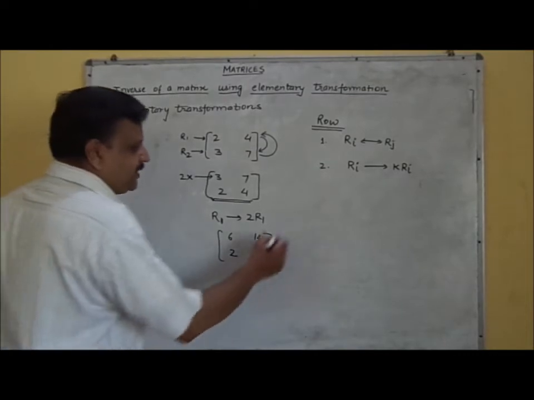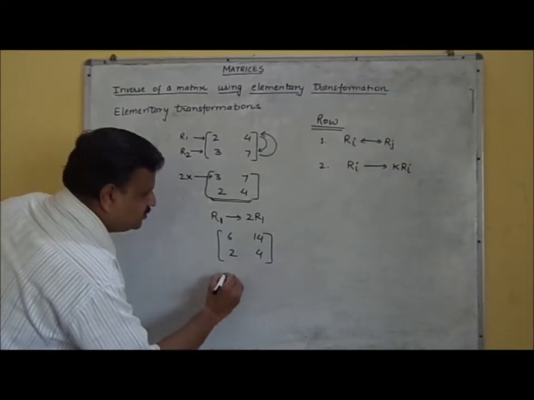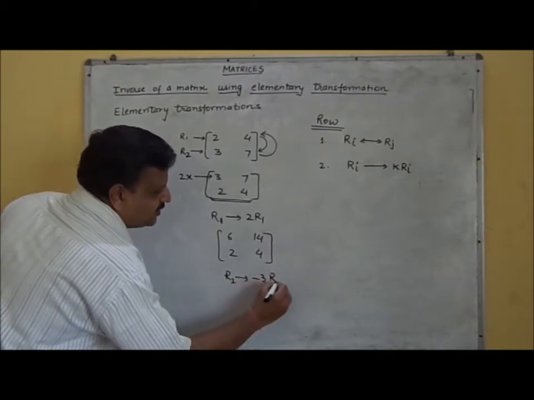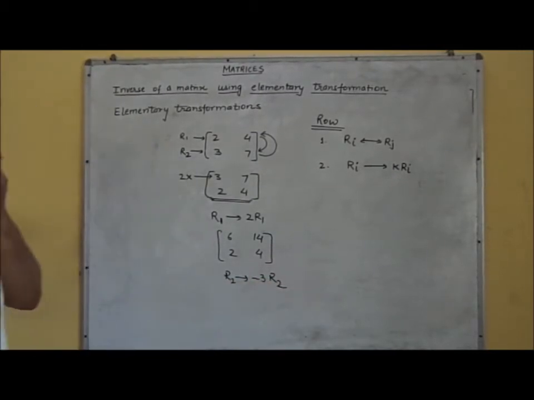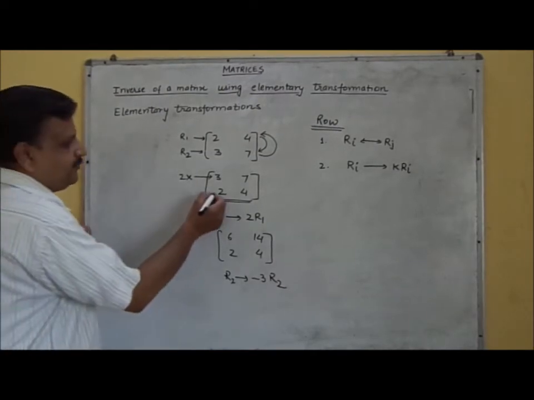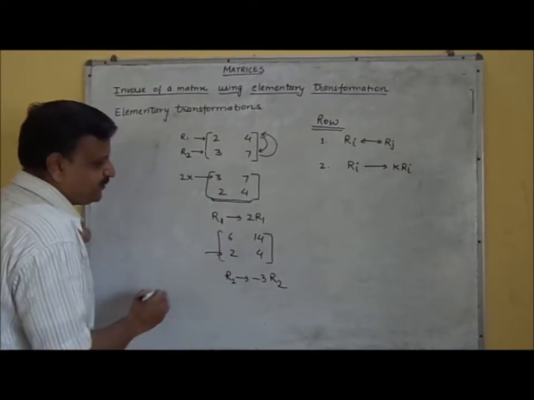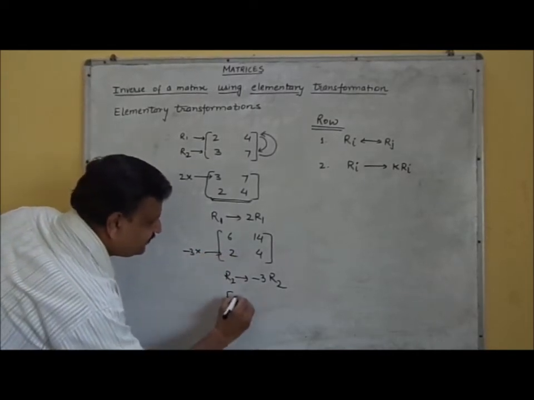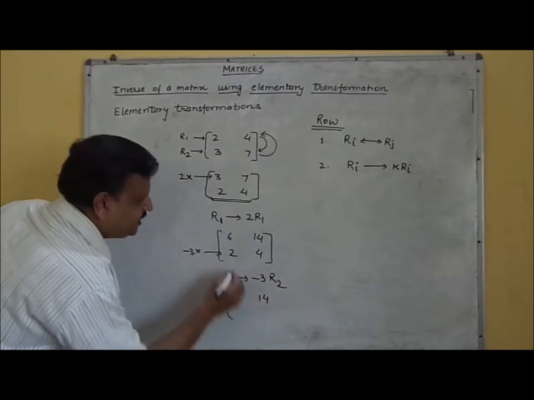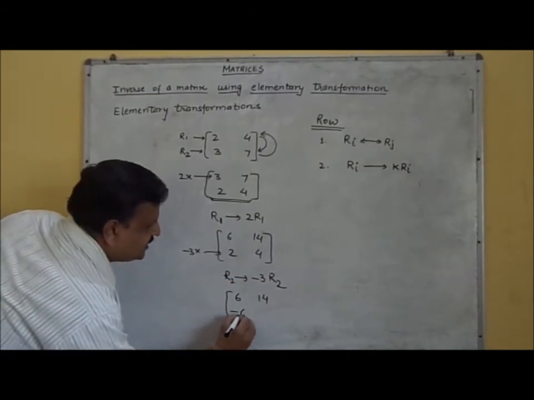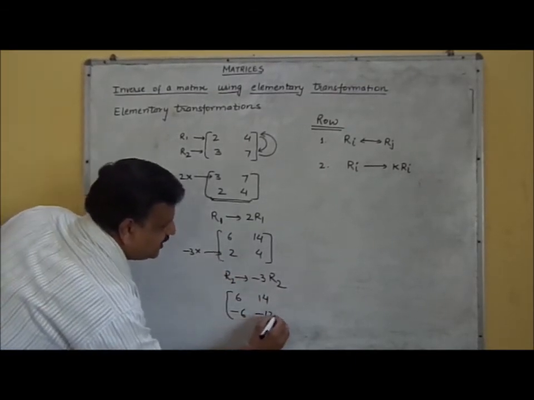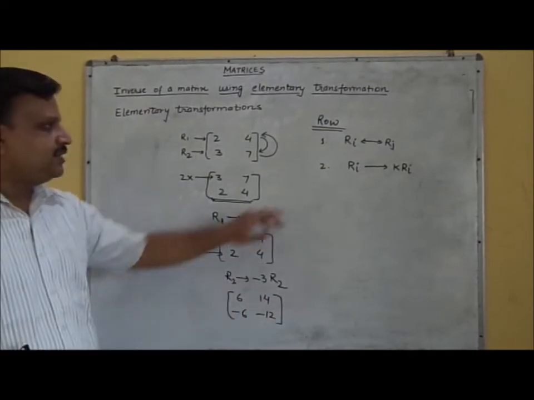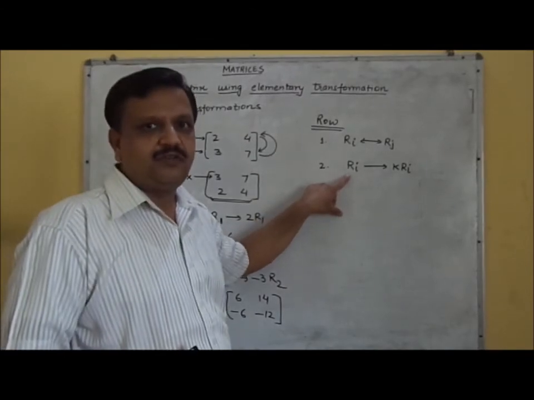We can multiply another row like R2. Suppose we multiply it by -3. So we replace this row by -3R2. Now if we multiply this row by -3, the first row is 6, 14, and the second row becomes -6 and -12. This is the matrix that comes out. So this is the second row transformation.